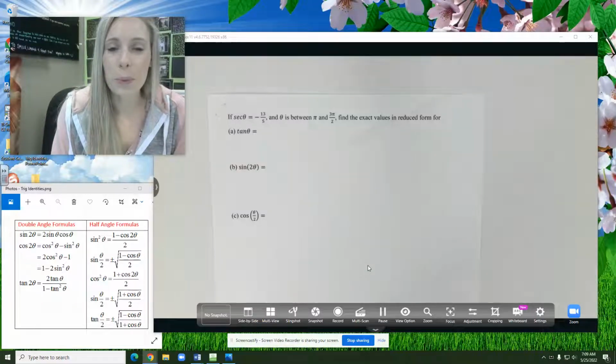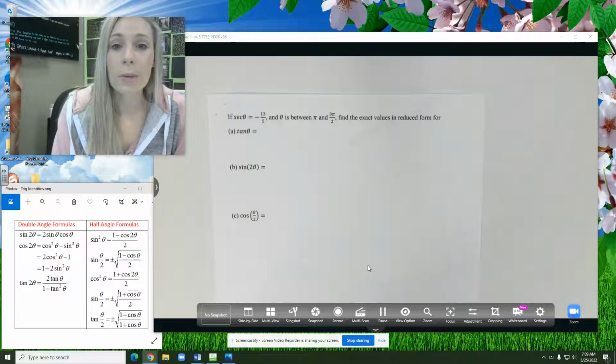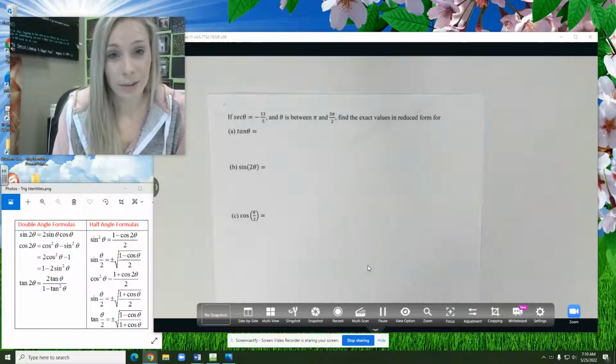In this video, we are going to take a trig ratio in a particular quadrant, and we are going to find other trig ratios and even some trig identities. So if secant of theta equals negative 13 over 5, and theta is between pi and 3 pi over 2, find the exact values in reduced form for tangent of theta, sine of 2 theta, and cosine of theta over 2.